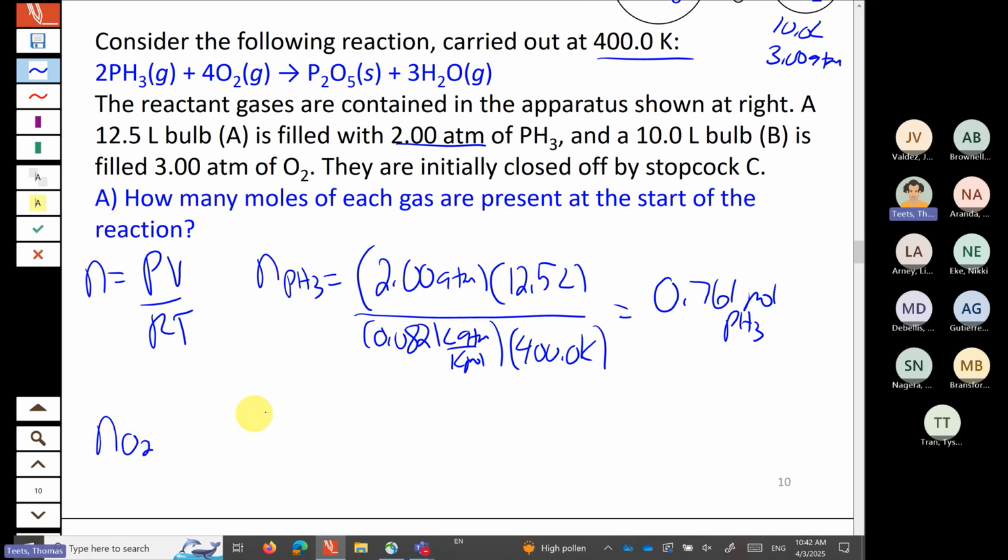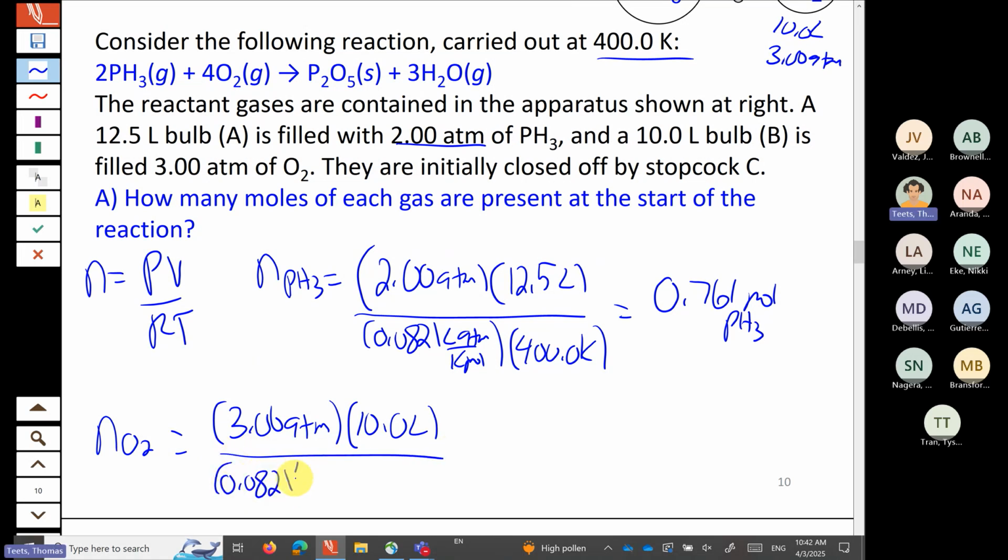And then the moles of oxygen. The pressure for oxygen was 3 atmospheres. So the pressures in the two containers are initially different from each other because they are completely separated. So that is possible. The volume of that container was 10.0 liters. Same gas constant for all gases, so that number never changes. And then the temperature, we said, for the whole thing was 400 Kelvin. So that comes out to 0.914 moles of oxygen.